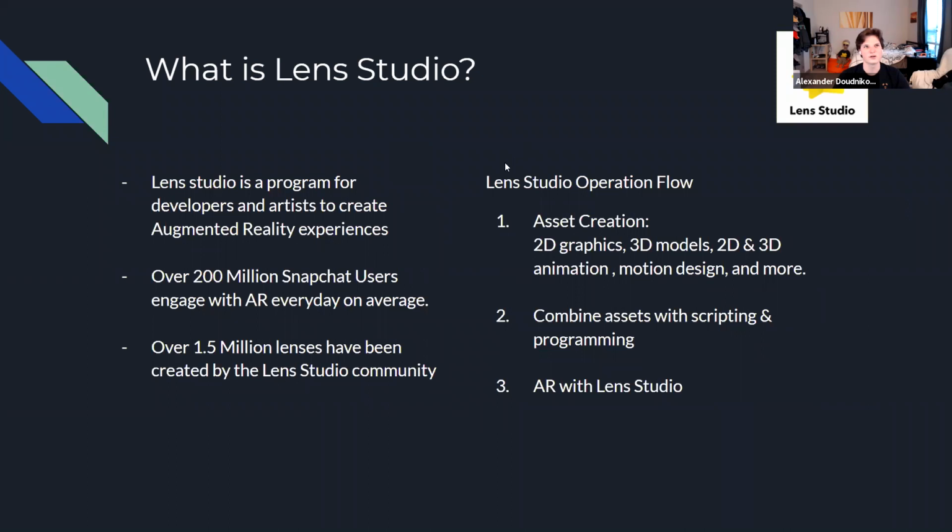And lenses are basically anything that you use on the carousel. So whenever you are using Snapchat, if you're familiar with it, whenever you tap it and you have those face filters or like the dancing hot dog, those are all called lenses.